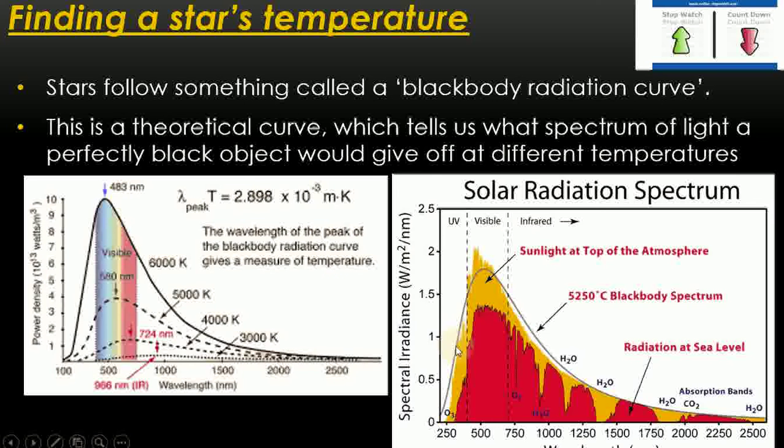One thing to point out, stars don't follow a perfect black body curve because they're not black. They're different colours. But what you can see is, for two different stars, they do follow the same rough shape. They're a bit messier, but they follow the same rough shape.